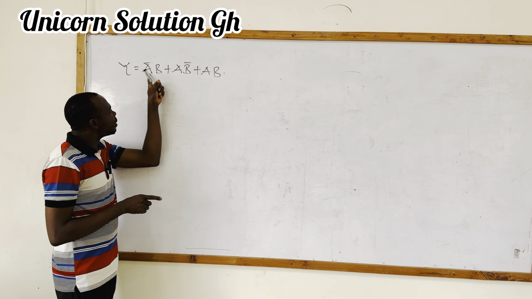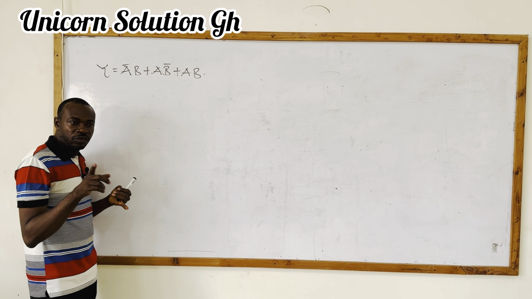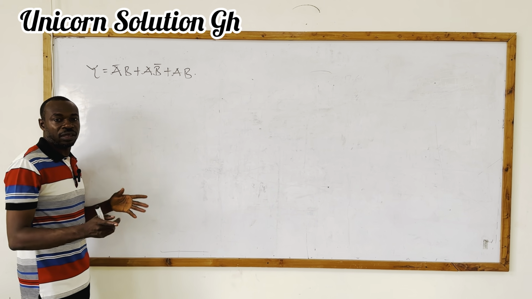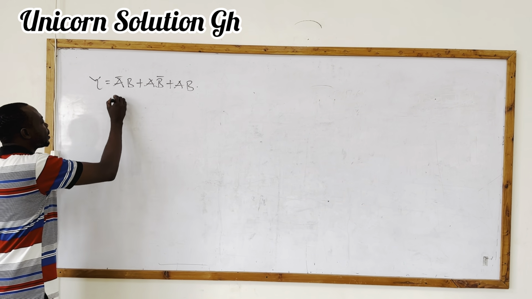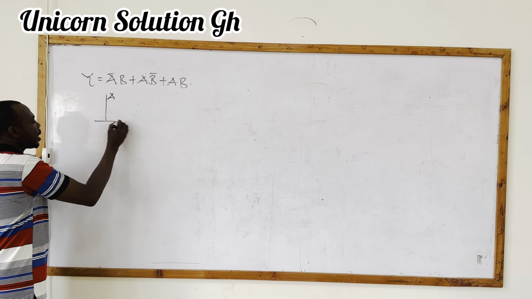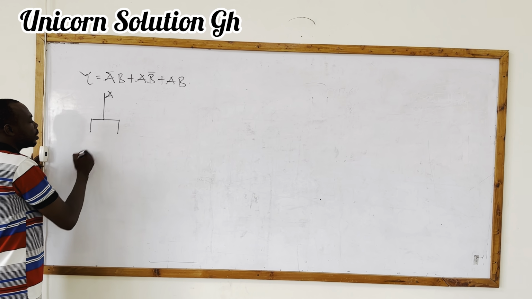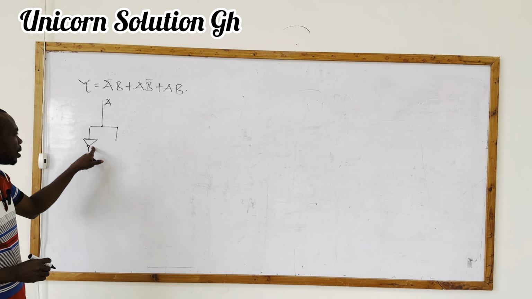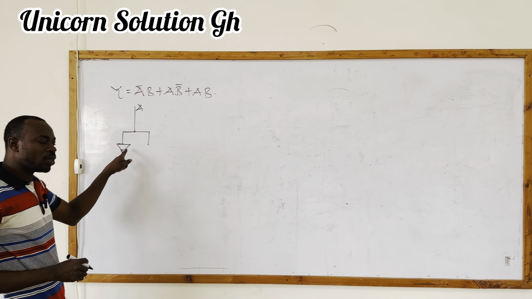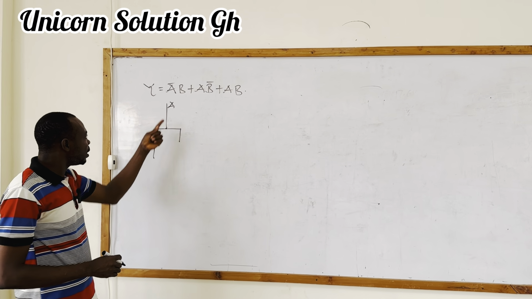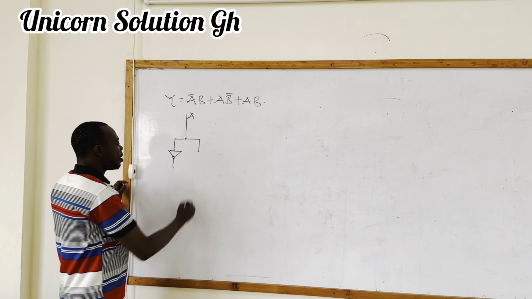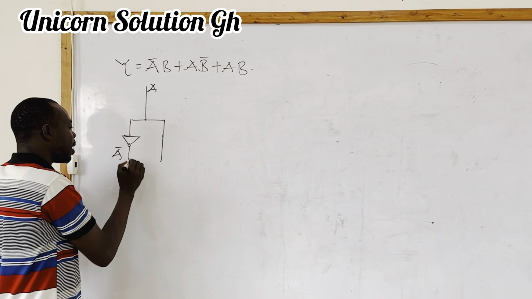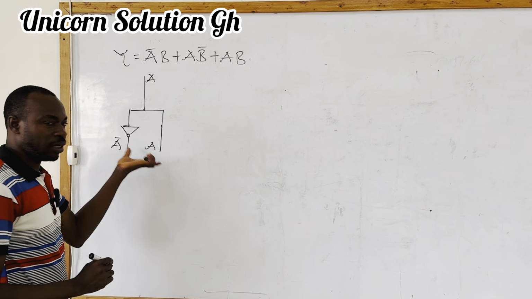We still have the two versions of A, then two versions of B. For the two versions of A, we have A bar, then we have A. So assuming I have an electronic signal, which is A here, I can separate it into two. Then one part of it, I invert it. Why do I put this NOT gate here? This is because when I do this, I'll be able to achieve the inversion of A. But the other side of it, I leave it to be straight. So this one will give me my A bar, then this one will give me the A.